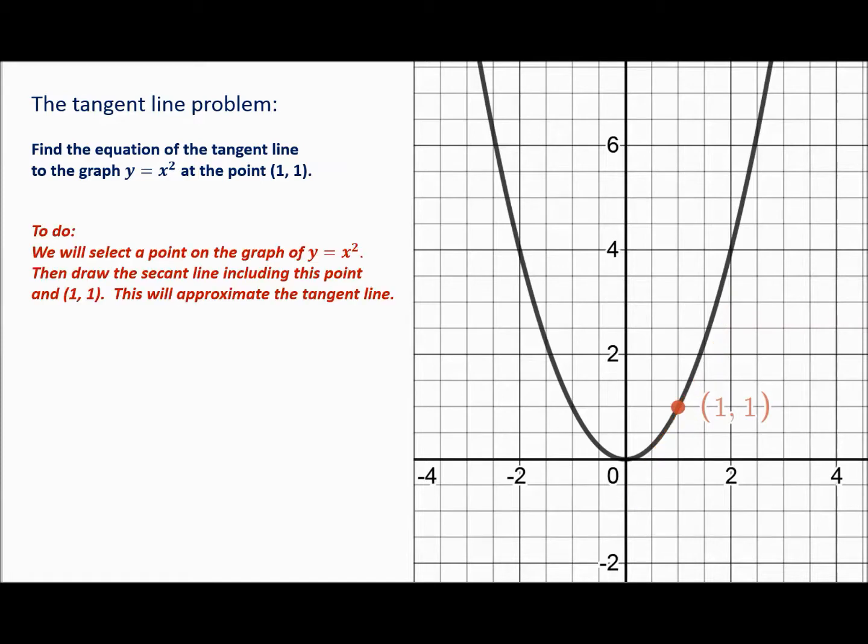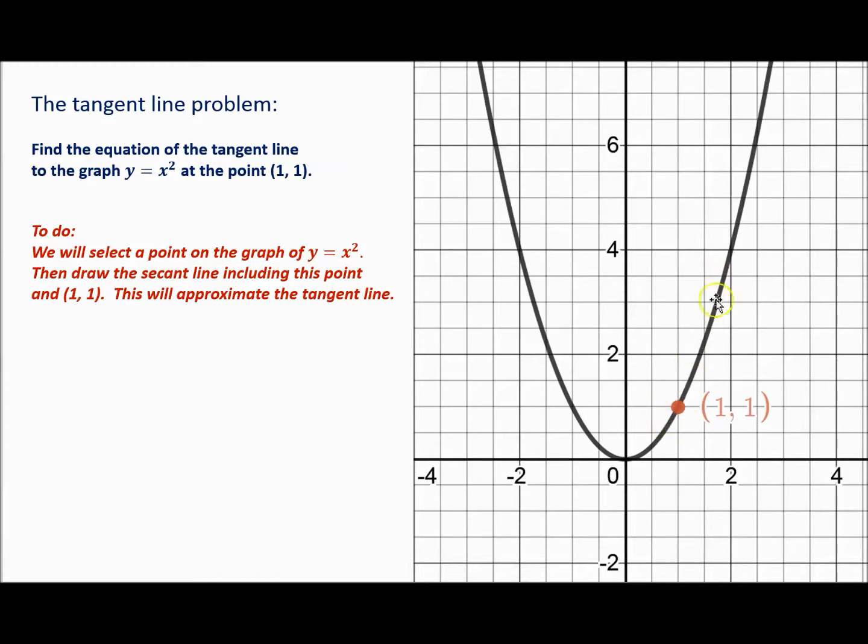Now here's what we're going to do. We will select a point on the graph of y equals x squared, not the point we're trying to find the tangent line, not (1, 1), but some other point. Then draw the secant line. Now remember what a secant line is: it intersects the curve at two places.